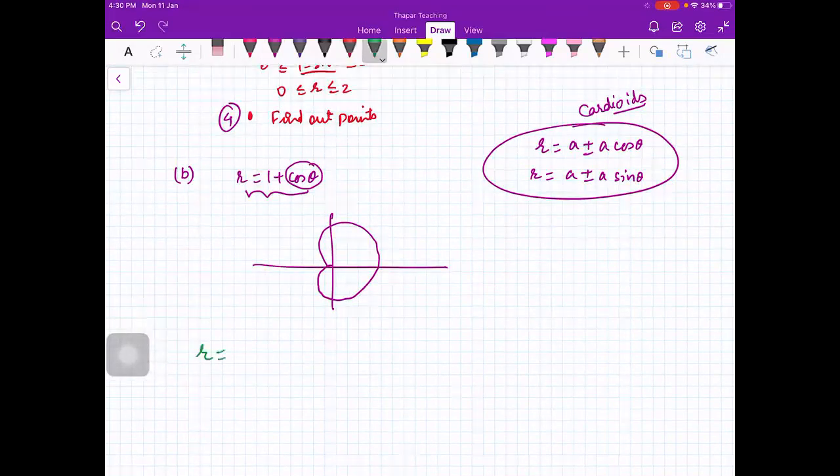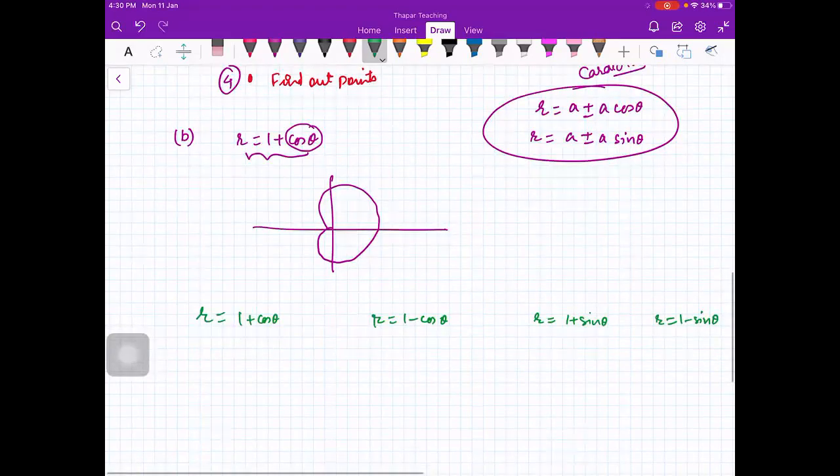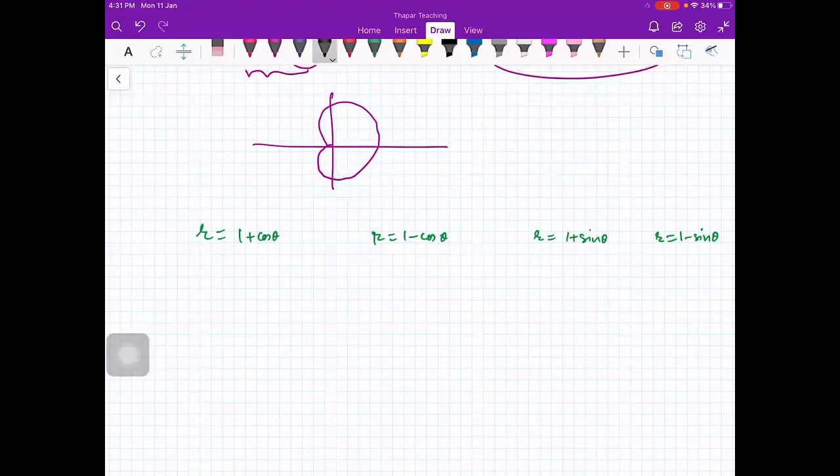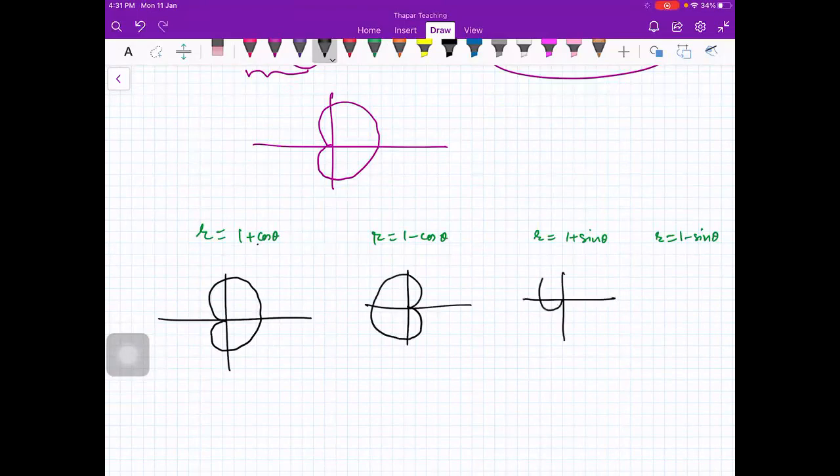So let me plot r is equal to 1 plus cos theta, r is equal to 1 minus cos theta, r is equal to 1 plus sine theta, r is equal to 1 minus sine theta. So in place of 1, you can have something else also, 5 or 6, any number, fractions also. So this is the right cardioid like this. This is the left cardioid like this. This is the upper cardioid like this. This is the lower cardioid like this.